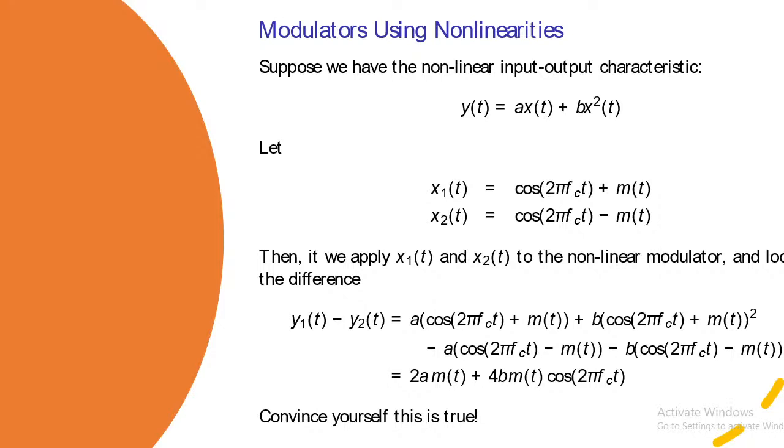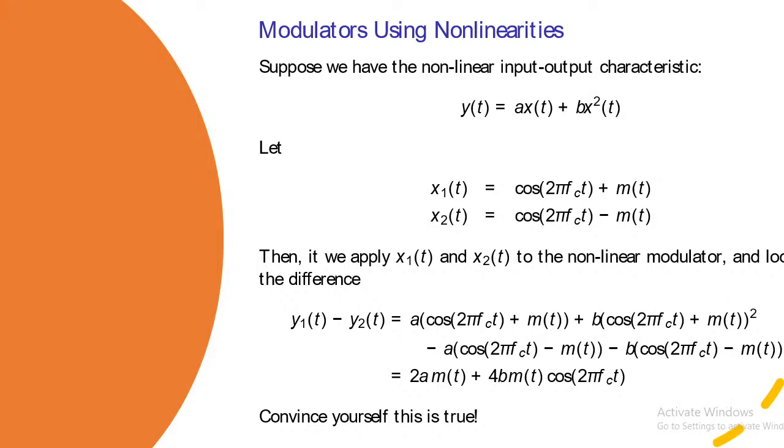Now suppose we have two signals, x1(t) and x2(t). x1(t) is cos(ω_c t) + m(t). x2(t) is cos(ω_c t) − m(t). Now we apply x1(t) and x2(t) to the nonlinear modulator and look at the difference of the outputs, y1(t) − y2(t).